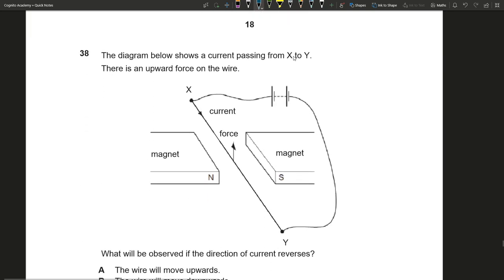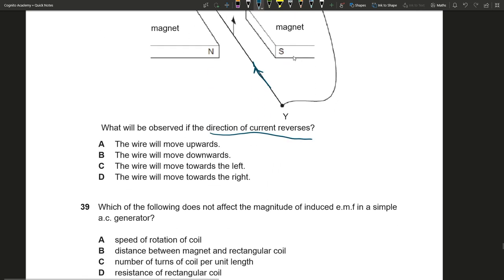38, the diagram shows a current passing from X to Y, and there being an upward force on the wire, and then we're asked what happens if the direction of current reverses, so it goes from Y to X instead. If you just use your right hand rule, you realize that the force goes the opposite direction, so it goes downwards. The wire will move downwards.